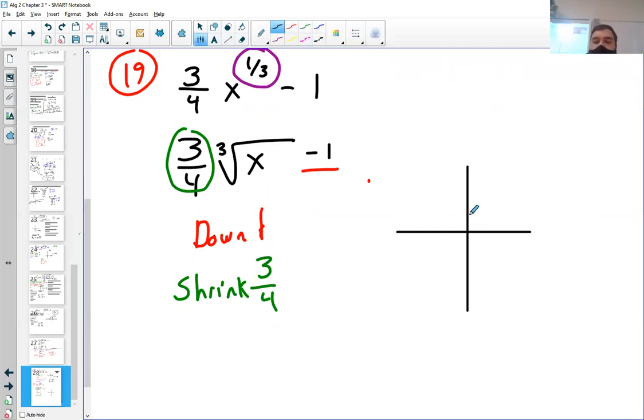Yeah, let's graph. So we're going to go down 1, but that's the only thing we need to do. No left or right. Cube root, you need to remember, looks like this, and the backside. So this is a positive cube root looking one. Again, the shrink or stretch, you do not need to worry about graphing.